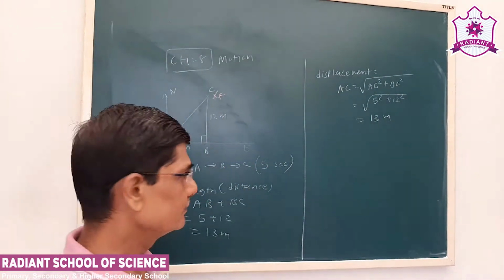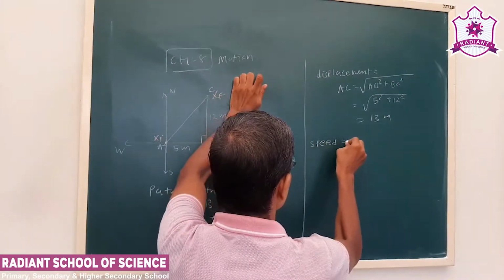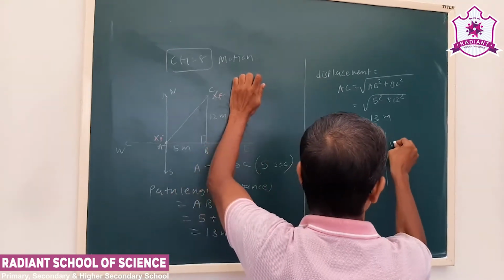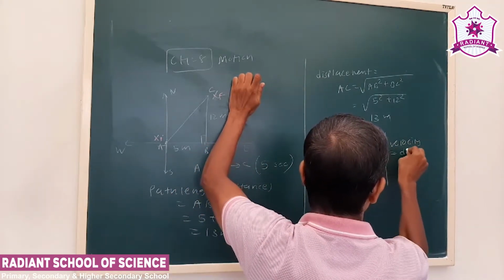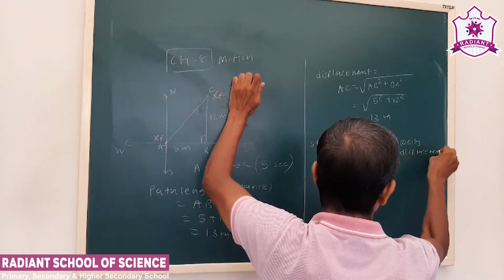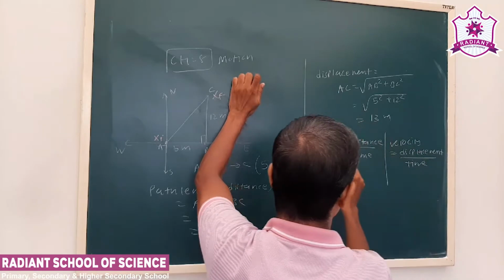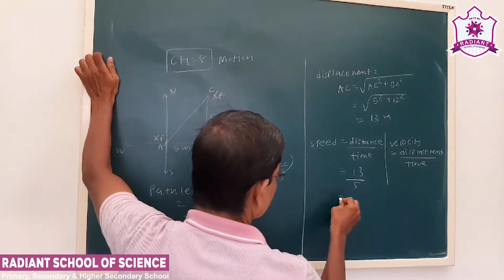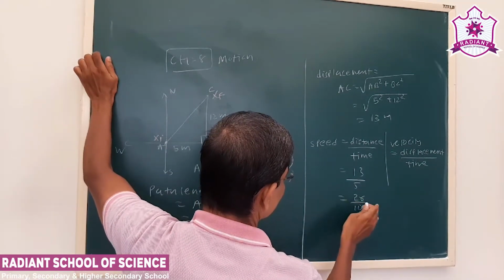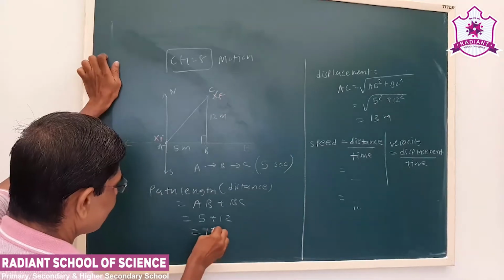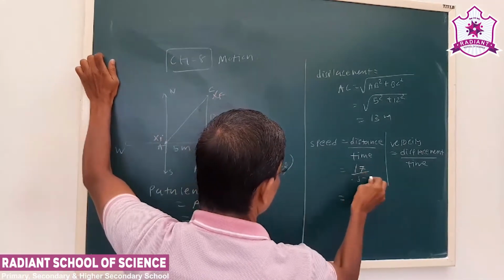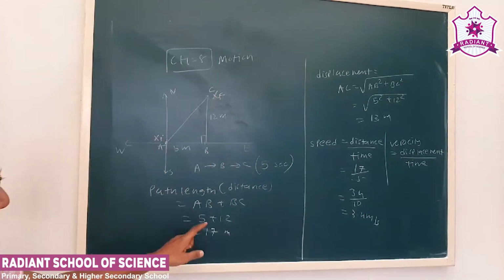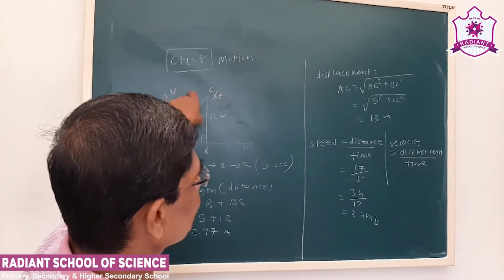Now we have to find out the speed. Speed is distance upon time. Velocity is displacement upon time. Distance here is how much? Sorry, 5 plus 12 is 17 meter. So 17 upon 5. AB plus BC is 5 plus 12, which is 17. The displacement we have obtained is this.